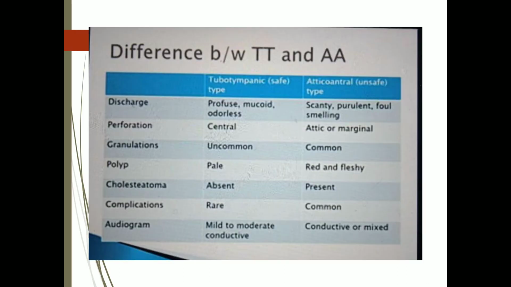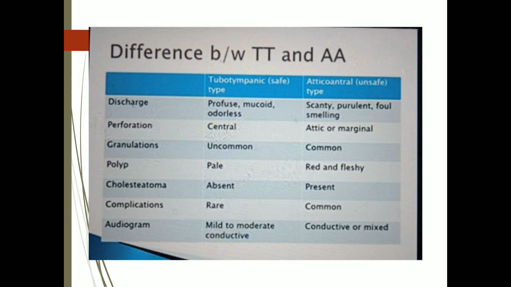Differences between tubotympanic and atticoantral type of CSOM. Tubotympanic is also called safe type. Atticoantral is unsafe type. Discharge in tubotympanic is profuse, mucoid, odorless. It is scanty, purulent, foul-smelling in atticoantral type. Perforation is central in tubotympanic, attic or marginal in atticoantral type. Granulations are uncommon in tubotympanic, common in atticoantral type.